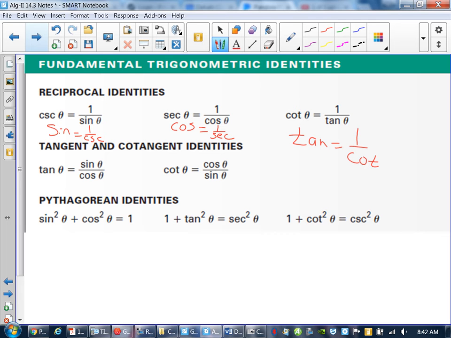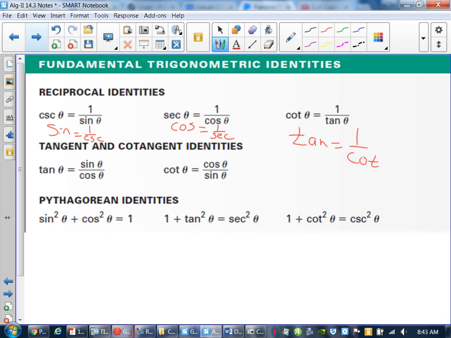So let's see here. We have sine is 1 over cosecant. Cosecant is 1 over sine. Cosine is 1 over secant. Secant is 1 over cosine. Tangent, 1 over cotangent. Cotangent, 1 over tangent. Tangent, sine over cosine, which we knew. Cotangent is cosine over sine. And then the fun ones.